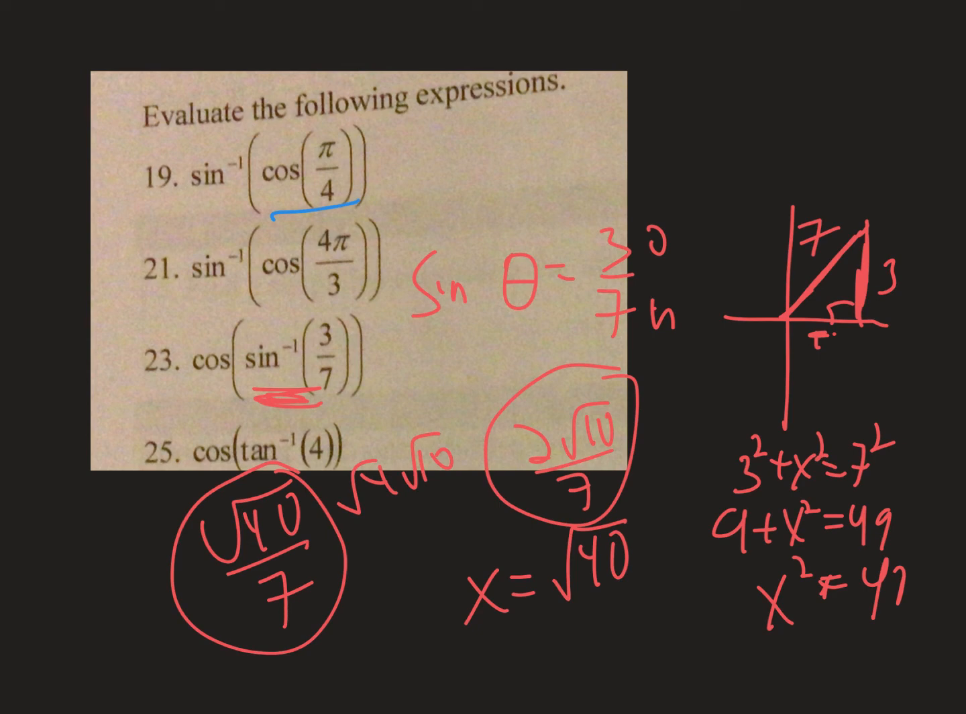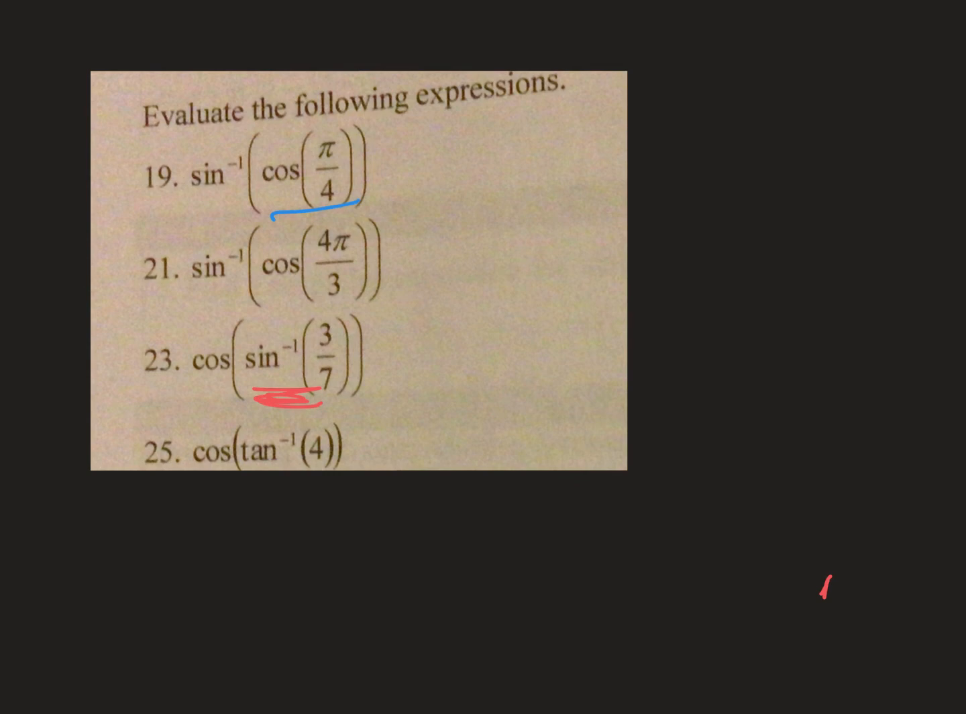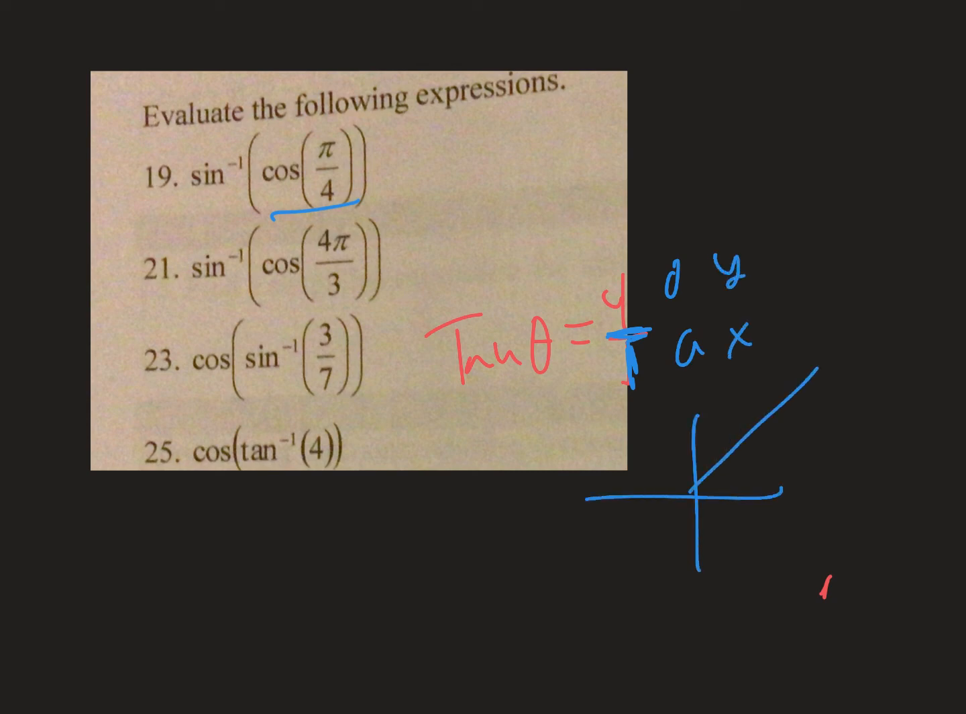And number 25 is problematic because there's only a number there. It's not a fraction. So let's talk about what's happening with that. They're looking for the cosine of the arctan of 4. So let's say the tangent of some angle equals 4 over 1, which is the part that they didn't tell us. Since tangent is opposite over adjacent, or y over x, this is 4, this is 1. To get the hypotenuse, we'll use the Pythagorean Theorem: 16 plus 1 is 17, so this is the square root of 17.